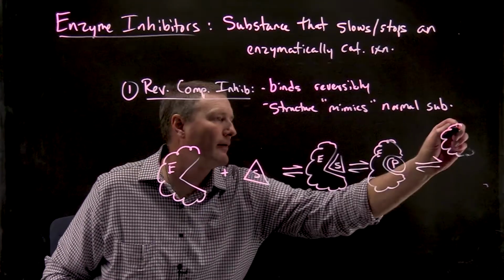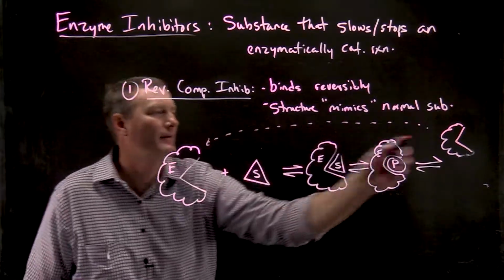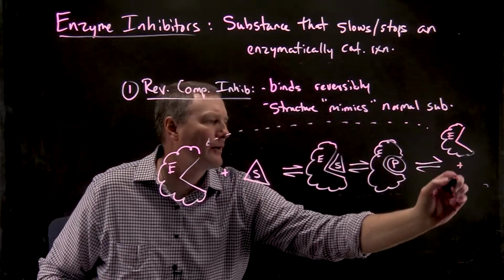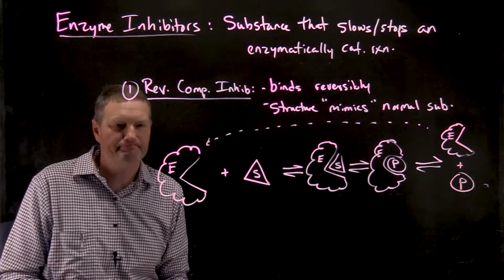Make that back into a triangular mouth. So there's my enzyme. It's going to cycle back, and I also am going to release product. So let's say that's the normal state of affairs.